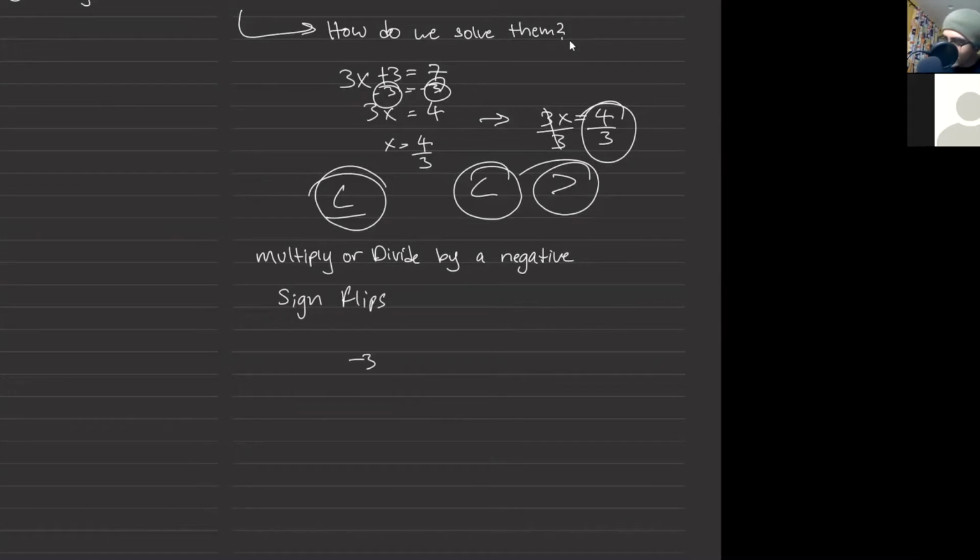So let's say I have negative 3x plus 3 is greater than 7. What happens here? What does the expression look like, right? The answer is x is less than or greater than so and so, right?